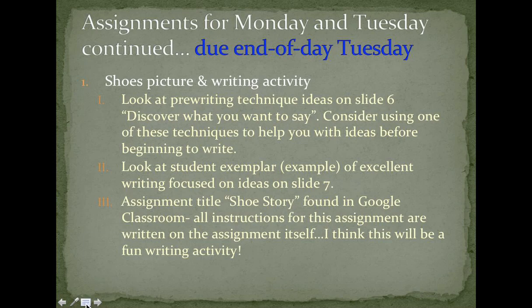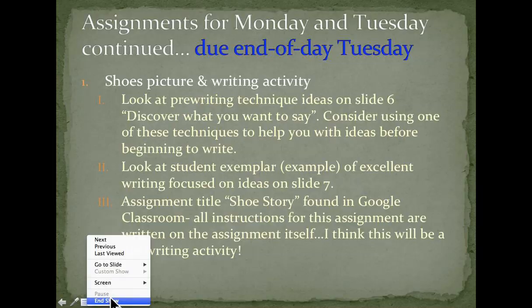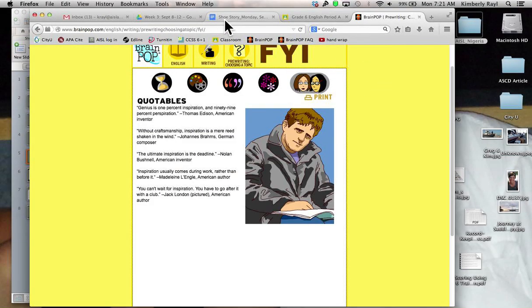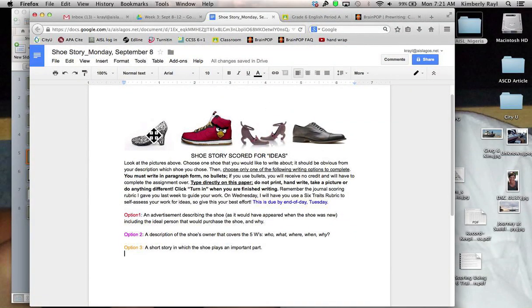So let me pause this. And what you will see in your Google Drive is this. So we have 1, 2, 3, 4 different pictures of shoes. And your instructions are all here. It says, look at the pictures above. Choose one shoe that you would like to write about. It should be obvious from your description which shoe you choose. So you don't have to say, oh, I'm going to choose to write about the second shoe. That should just be obvious to me. Then choose only one of the following writing options to complete. So we have option 1, 2, and 3.